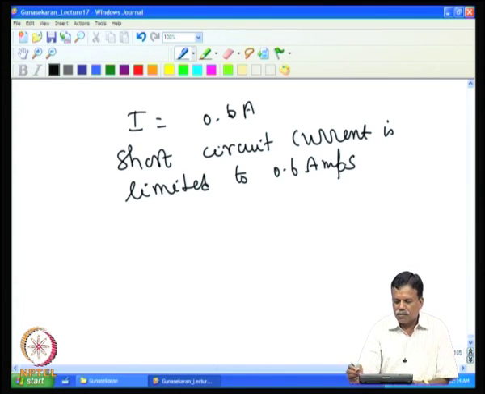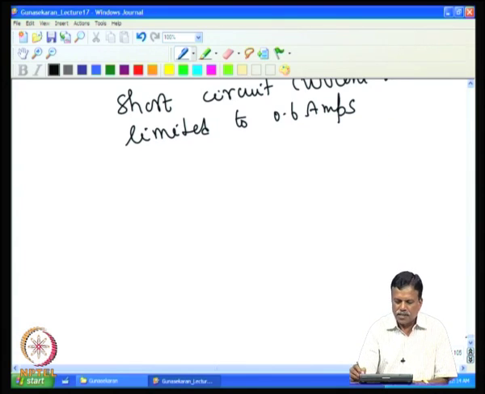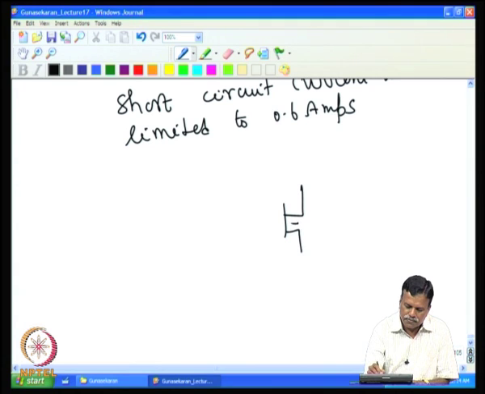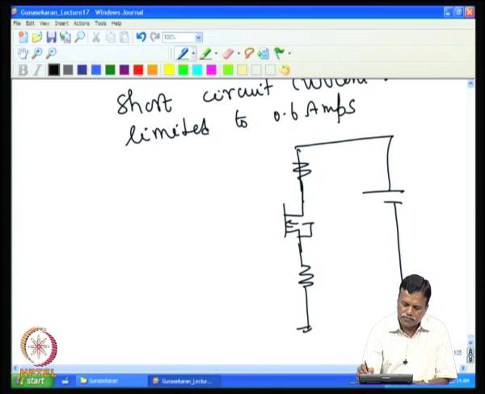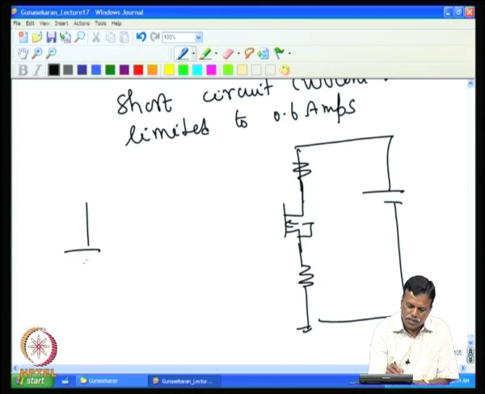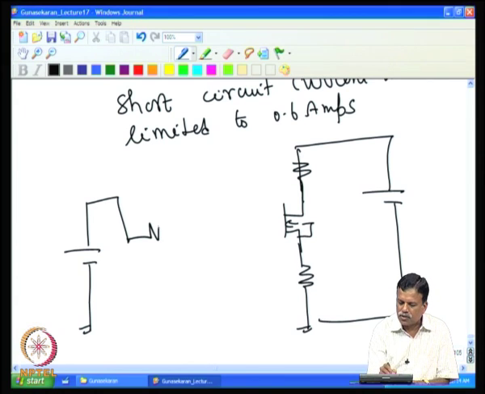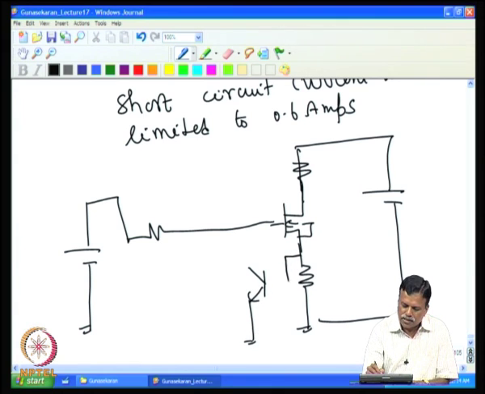Now, the same technique can be used even in the MOSFET. In the MOSFET case, I put the resistance to ground, then assume this is the load and this is the supply voltage, and the drive voltage is here. Now, assume that I connected the MOSFET through a resistance to the gate, then the same circuit works all right.